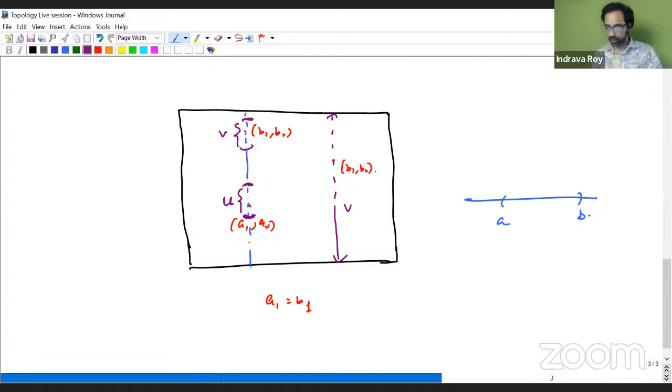About closed sets. Closed sets is a bit more interesting. So let me draw another picture, or maybe I can copy it.